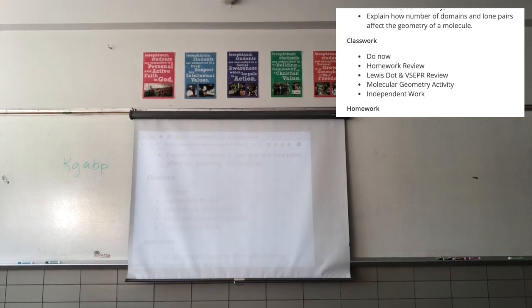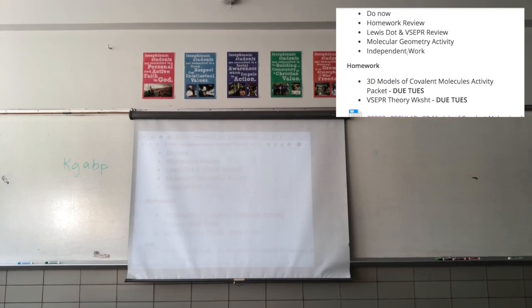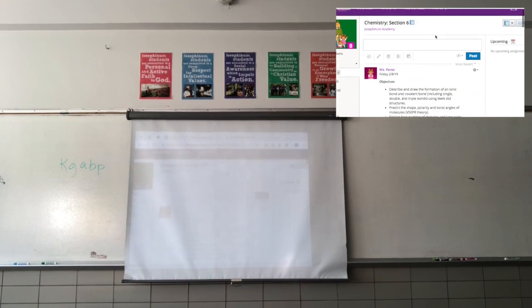So you started with the do now. We're going to review our homework. We're going to go over the answers, so make sure you have your homework out. Next, I'm just gonna review really quickly Lewis dot and VSEPR. We're gonna do an activity and then you're gonna get started on your homework, okay? Cool? Yes. All right. Both answer keys are on Schoology.